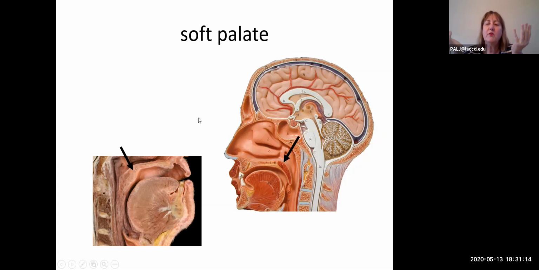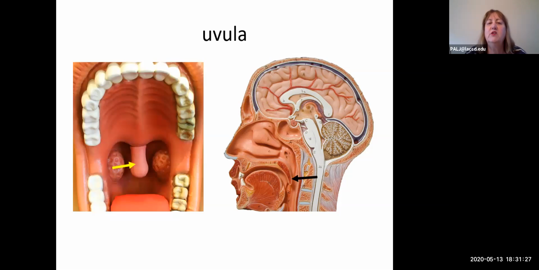Now, when you open your mouth and you look at it, you can see that little thing, that dingle-dangle down in the middle, the mid-sagittal line. And that's a special structure that hangs down from the soft palate, and it's called the uvula. It's a great name, so make sure you say that name and you learn how to spell it. So you know what the uvula is.